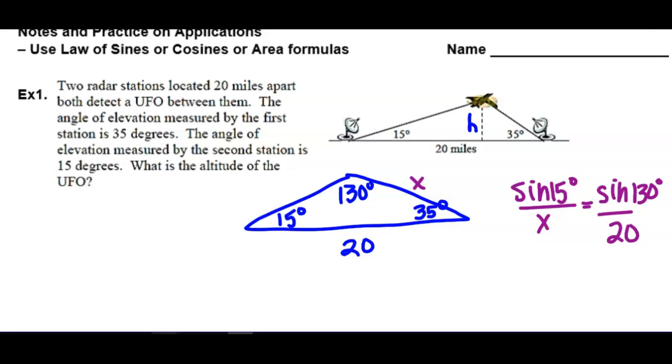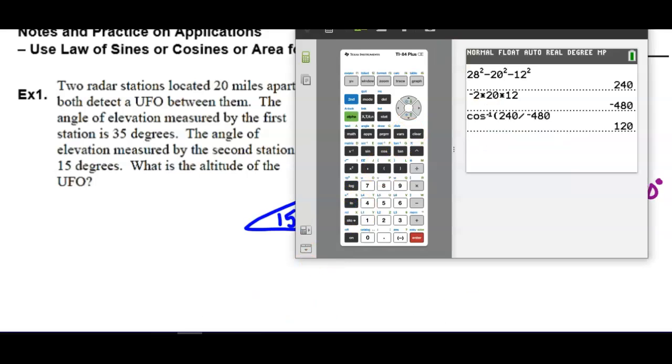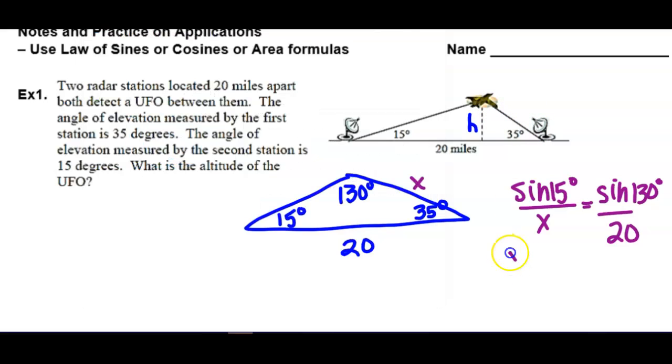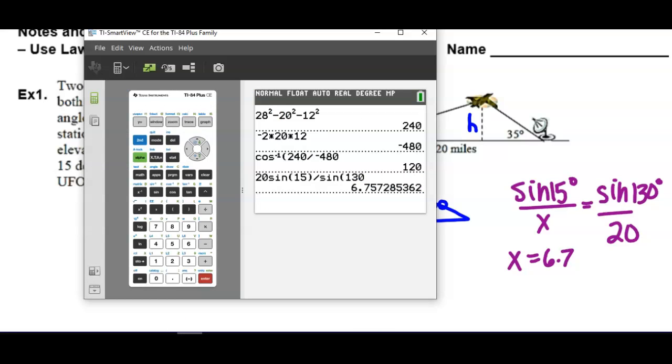So I'm going to type 20 times the sine of 15, making sure I'm in degree mode. And then divide that by the sine of 130. And that tells me that this distance x, which was here, was 6.76.